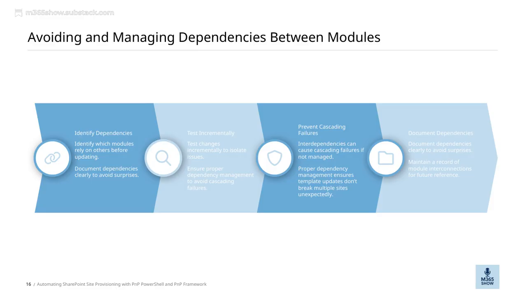To minimize risks, it's best to test changes incrementally. Testing in small steps helps us isolate issues early, so we can address problems before they affect everything. This approach ties back to dependency management because it helps prevent those cascading failures. Before updating any module, we need to identify which modules rely on others. This way, we can plan updates carefully and avoid surprises. Documenting dependencies clearly provides the clarity needed to manage these relationships effectively, ensuring a smooth and reliable provisioning process.